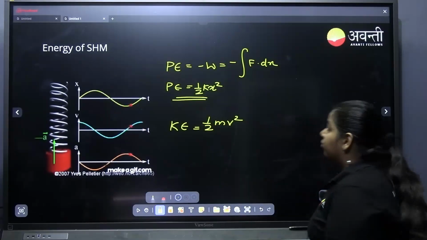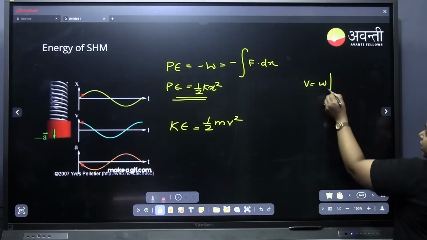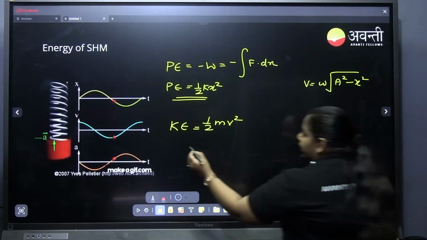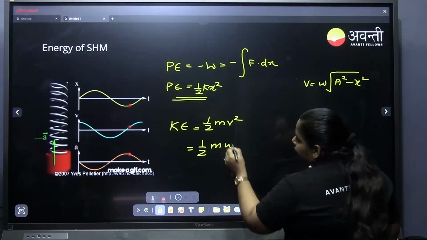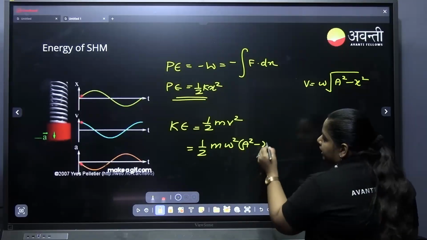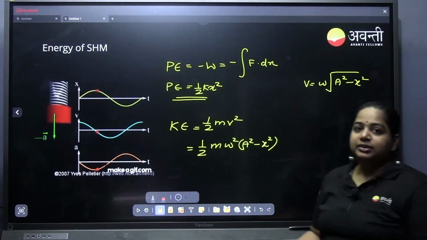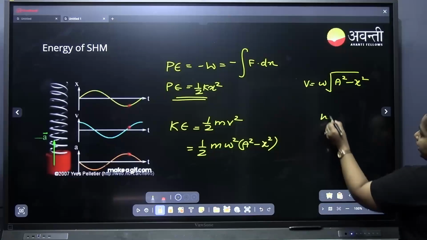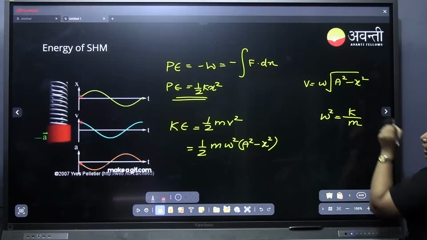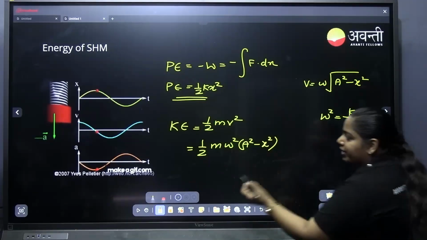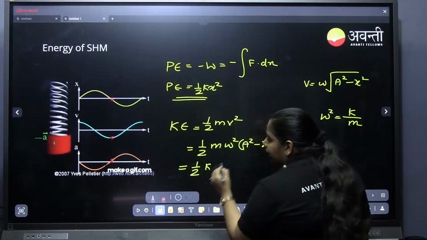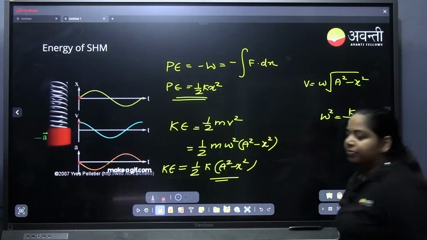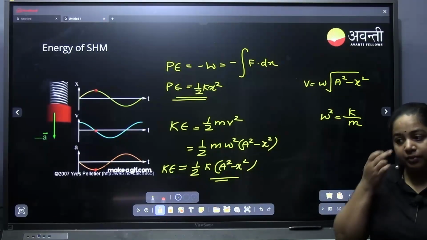V equation we already have. What is V? V equal to omega root of a square minus x square. V square, if you are taking, it will be 1 by 2 m omega square a square minus x square. This is kinetic energy. In this, omega square is equal to k by m. If you substitute that here, m will get cancelled. You will get half k a square minus x square. This is kinetic energy. Is that clear?